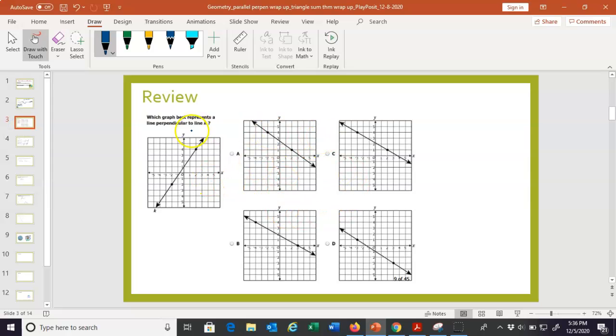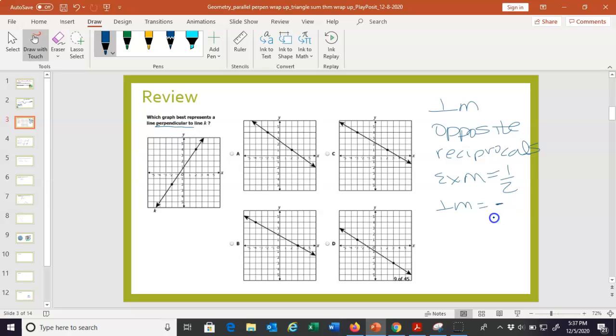Here's the next one. Which graph best represents a line perpendicular? So just to review, perpendicular slopes are opposite reciprocals. So here's an example. If the slope is 1/2, then a perpendicular slope is going to be opposite in sign. So since this is a positive, we'll have a negative. And then it'll be the reciprocal. You flip the fraction. 2 over 1, the reciprocal. I'm going to grab a different color.